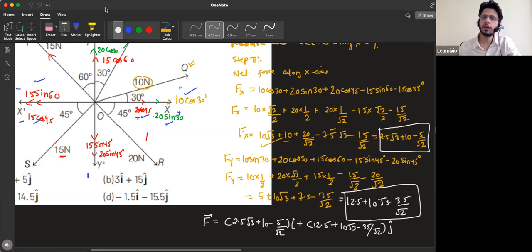And please do one more thing. The answer is given in decimals. So just put the value of root 3, which is 1.732, root 2, which is 1.414, and try to get the final answer. Just convert all these things in decimals. Don't copy any step. Just do each and every step on your own. When you have written one step, just confirm from the screen whether you are writing it correctly or making some mistake.